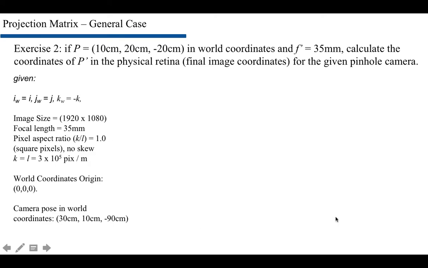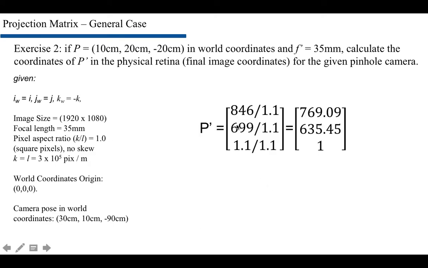Okay? So finally, in order to get the coordinates of the point in the image corresponding to the point P in the world coordinate frame, we need to normalize it. We need to divide it by this W, and if we divide it, we get 769.09 and 635.45 and 1. So we can assume that our point P in the image will correspond to 769 and 635.